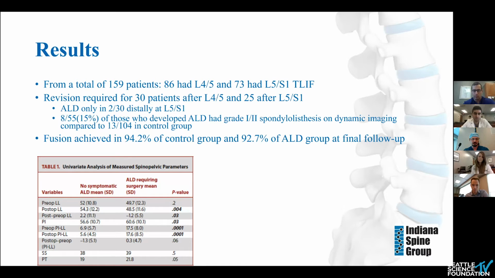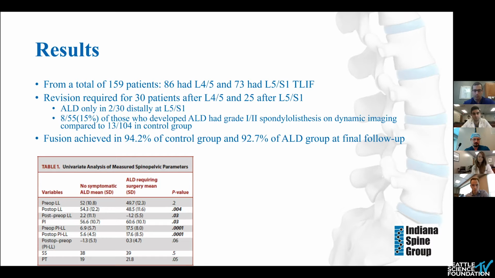Fusion was coded as being 94.2% in the control group and 92.7% in the ALD group at final follow-up. Looking at table 1, which was a univariate analysis of the measured parameters, they found statistically significant differences in post-op lumbar lordosis, which was lower in the ALD group. They also found differences in the postoperative-preoperative difference in lumbar lordosis, again losing lordosis in the ALD group and gaining about 2 degrees of lordosis in the control group.